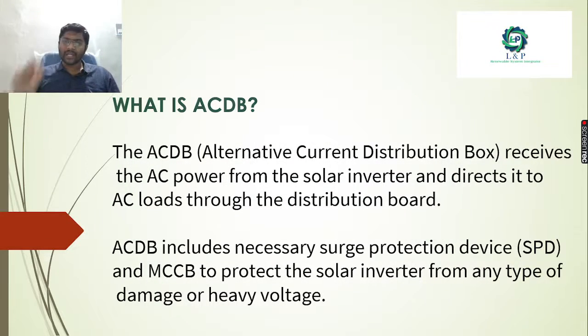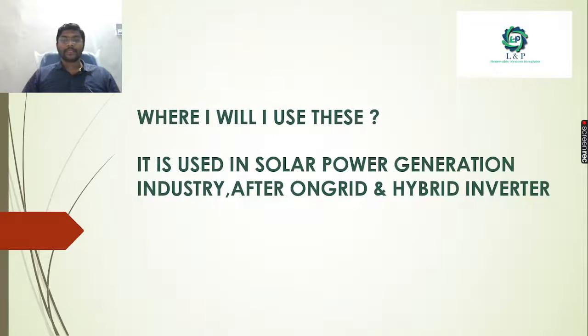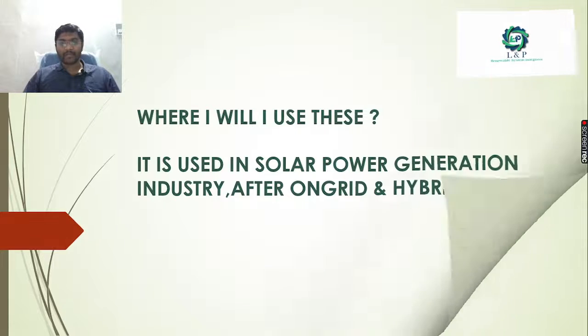So ACDB is nothing but the alternating current distribution box. It is normally installed after the inverters. It always helps to protect our solar inverters. So what will be inside this normally? Inside this ACDB, that is alternating current distribution box, normally protection devices like MCBs, MCCBs will be there, electric switches will be there, and most importantly, AC surge protection devices will be there. Where will you use this? Mostly it is used in the solar power generation industry, in on-grid, off-grid and hybrid applications.